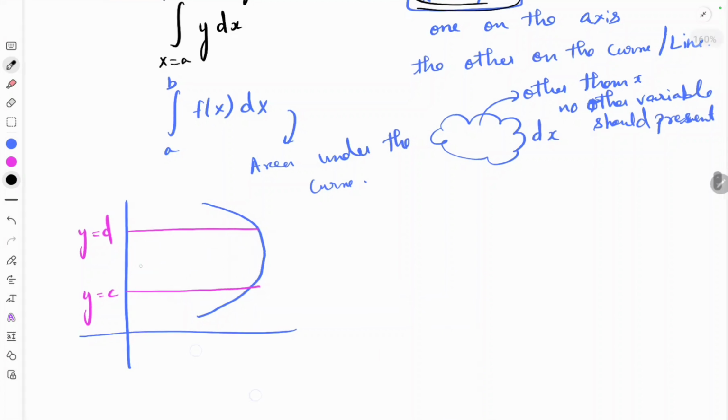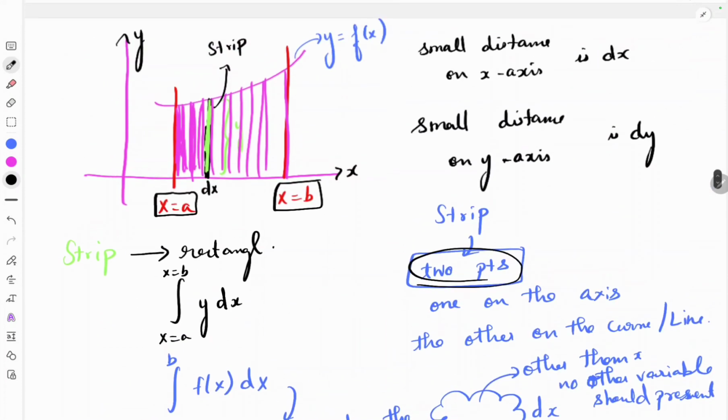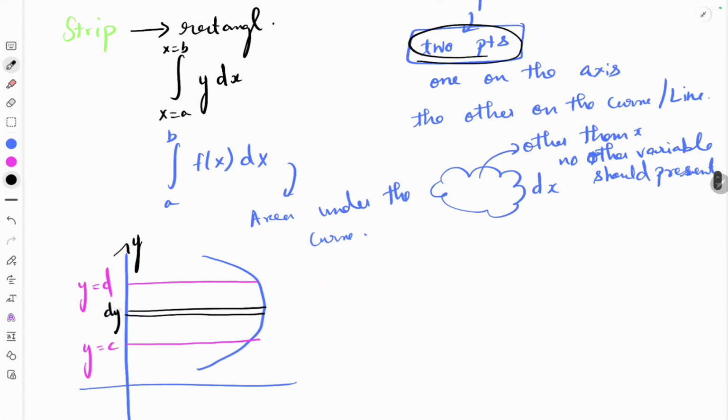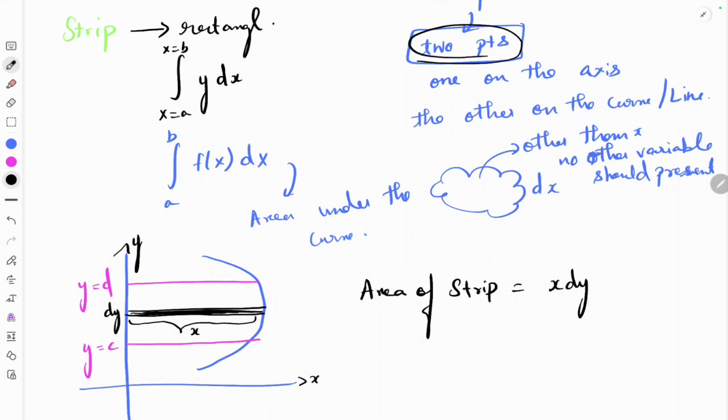So I have to take the strip like this now. Now it is touching the curve as well as the axis. This axis is the y axis. A small distance on the y axis is dy. The area of the strip will be equal to dy, which is the breadth, times the length. This distance is along which axis? The x axis. So x dy will come. So x dy is the area of the strip.